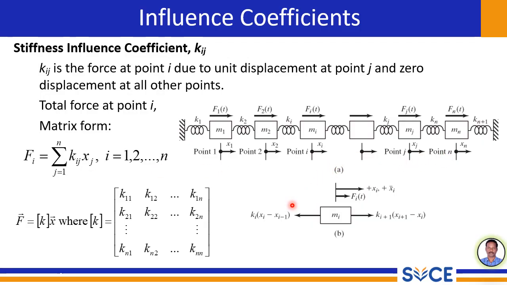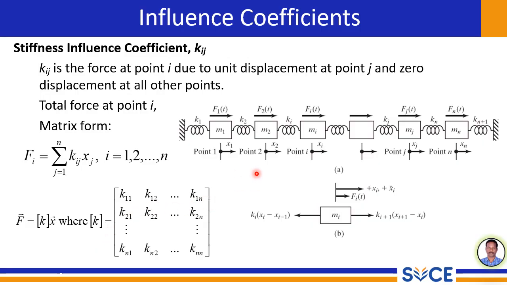This set of linear equations relating the forces at each point to the displacements at all points through the stiffness influence coefficients can be conveniently represented in the form of a matrix. Here F is the force vector, X is the displacement vector, and K is the stiffness matrix, where each element of the stiffness matrix is a stiffness influence coefficient.